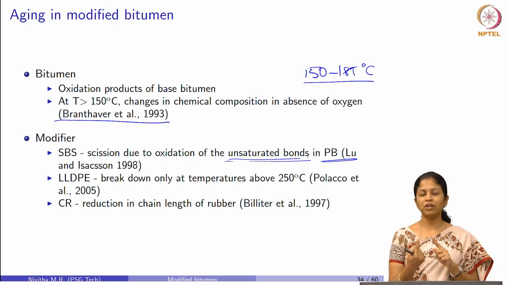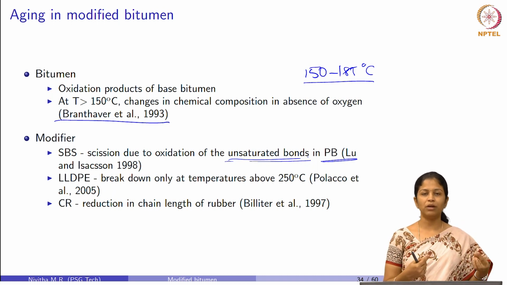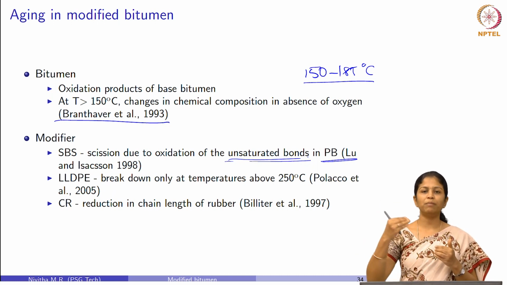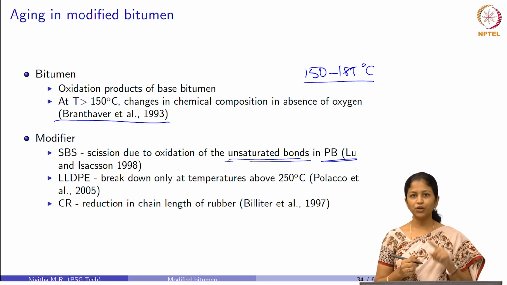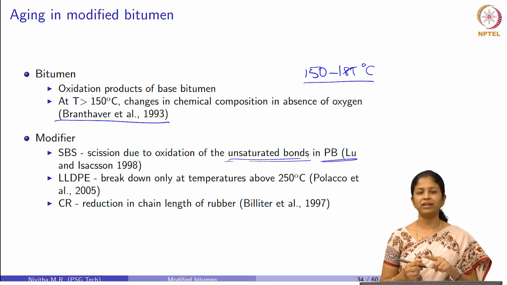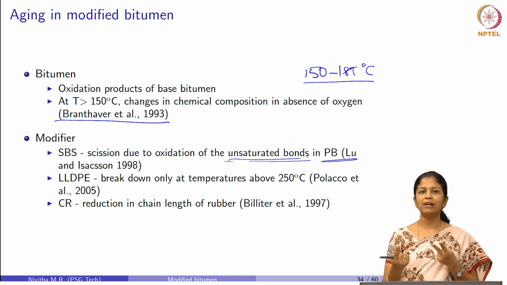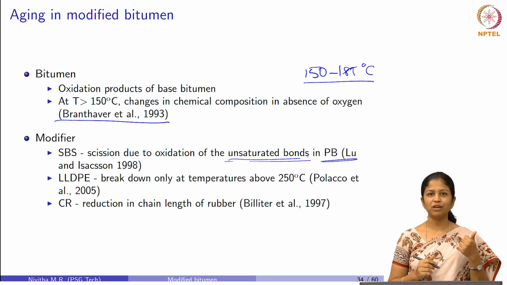Now, if these polymer units are broken down into very small units, then we do not have that kind of entanglement which will improve the properties of base bitumen. So, during the production process and during aging, we need to ensure that there is no scission, which is also called degradation of the polymer. So, that is one thing in the case of SBS.